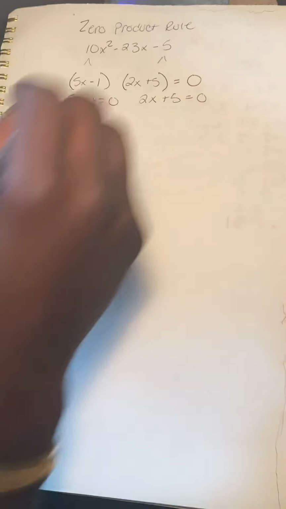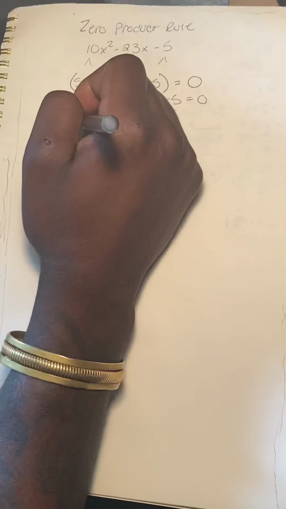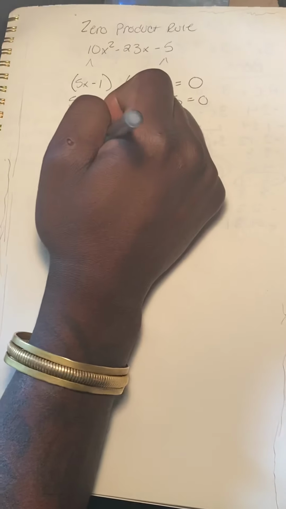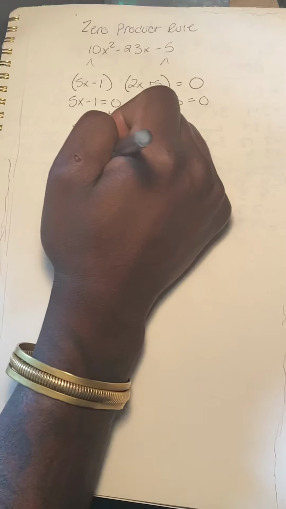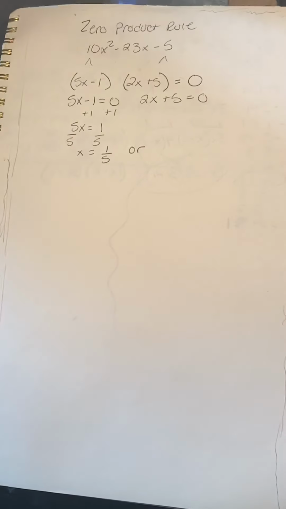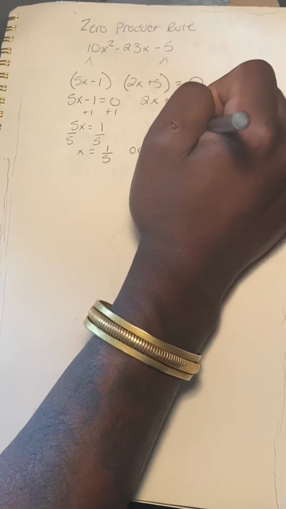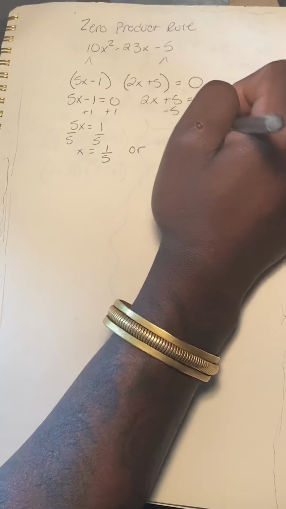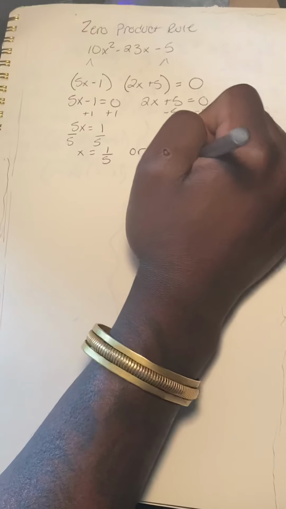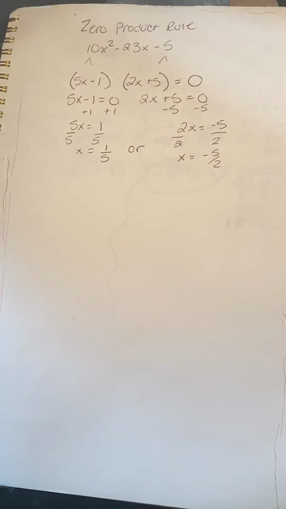So the first thing I do is take the inverse of that 1, plus 1 on both sides. This becomes 5x is equal to 1. I divide by 5 on both sides. x is equal to 1/5. Or I go to the other equation. I subtract 5 on both sides. 2x is equal to -5. I divide by 2 on both sides. x is equal to -5 halves.